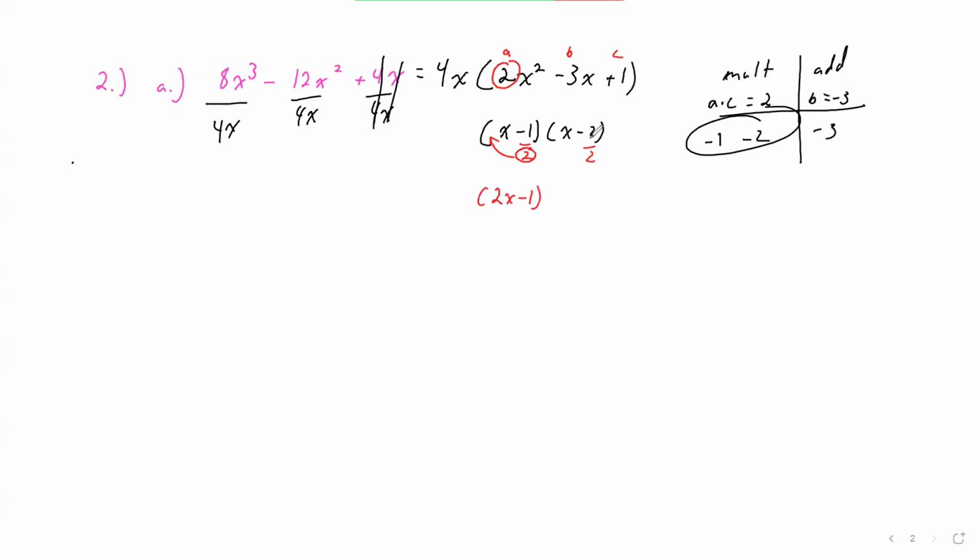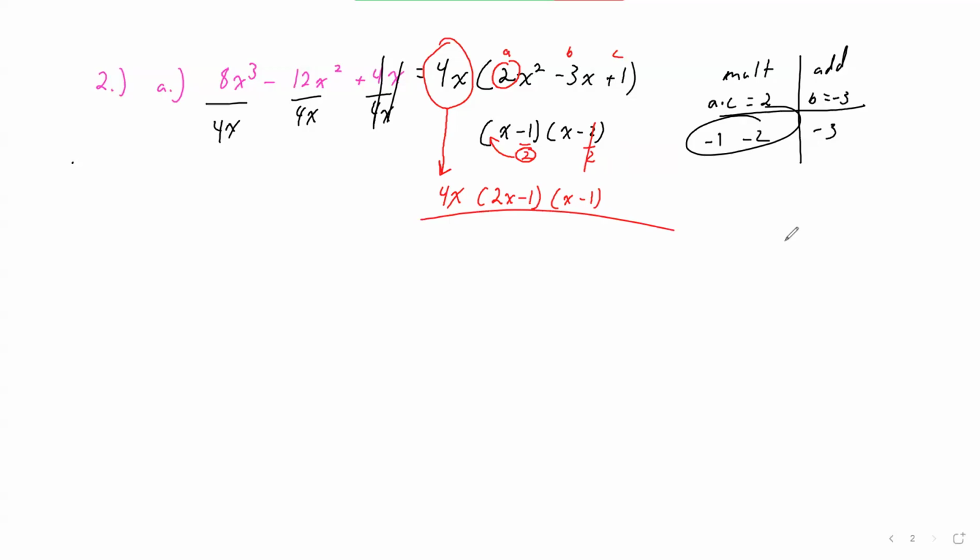Perfect. What about this 2? 2 divided by 2 is what? Be 1, or technically negative 1 because of the minus. So this becomes x minus 1, but notice I didn't have anything left on the denominator, so nothing came to the front. And then don't forget your greatest common factor. This is the hardest it gets. Good. Good.